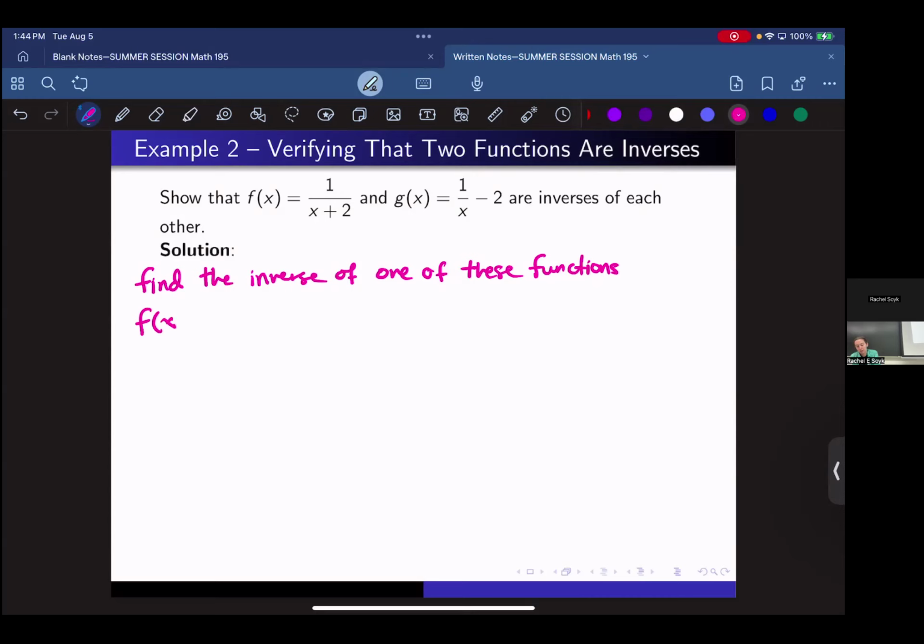We'll do f of x. So f inverse of x. How do we find the inverse? These are the step-by-step procedures for finding the inverse.